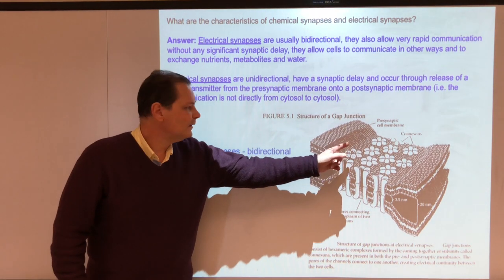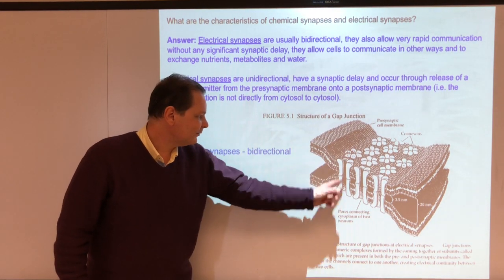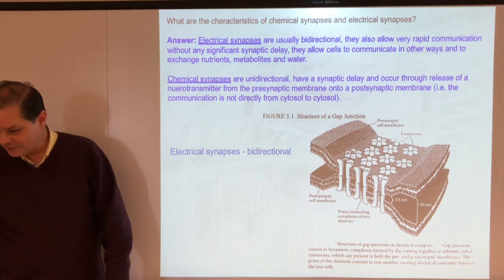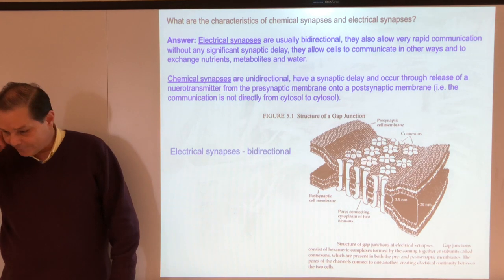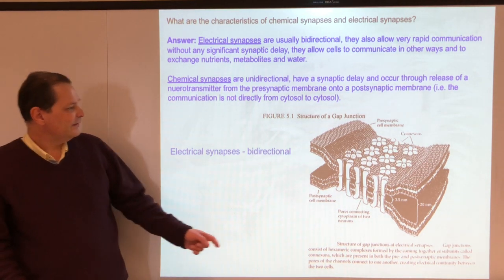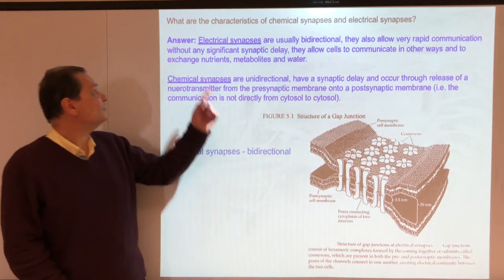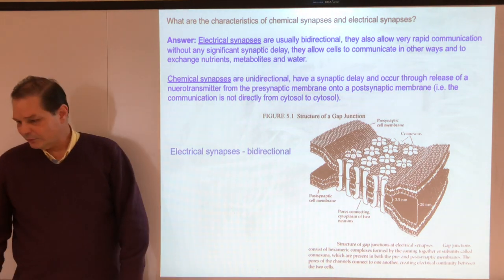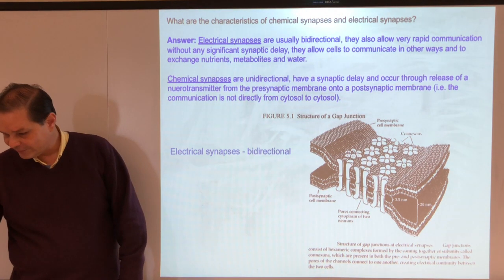Ions or whatever can flow from this cell to this cell through this channel, or they can flow the other way, either direction. You will also note that other things can get through these channels too. They are huge, like nutrients, metabolites, and water. So those are characteristics of electrical synapses.